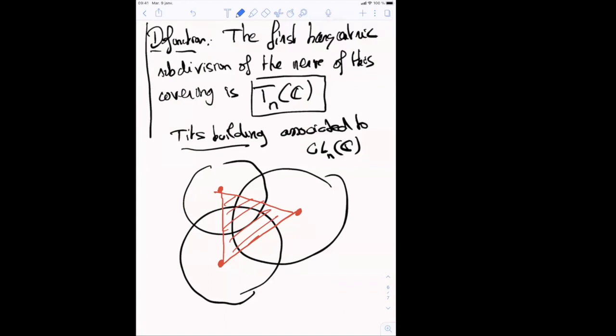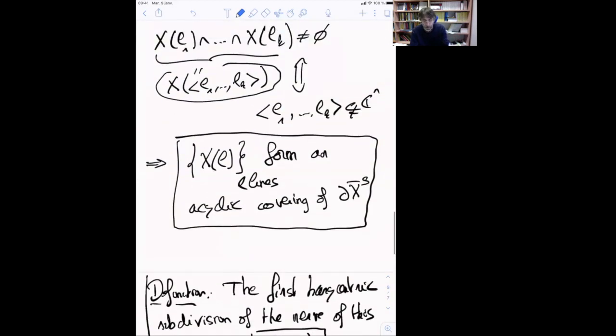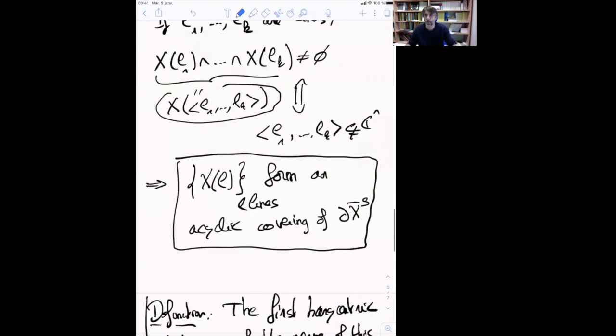Sorry, what does acyclic mean here in this covering? It means that the intersections are contractible. Each of the intersections and further intersections are always contractible. I see. Thank you.